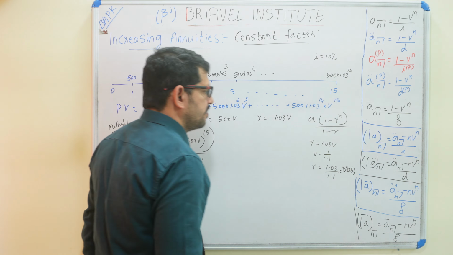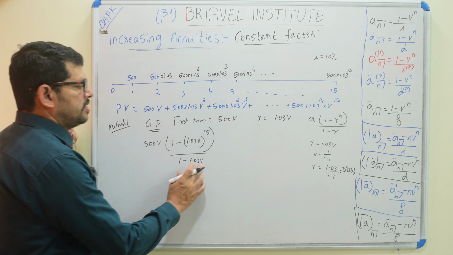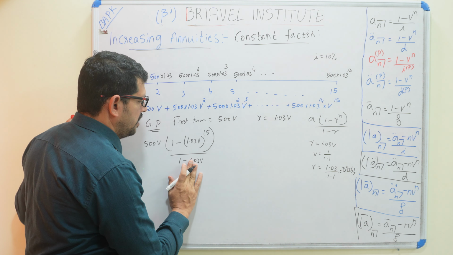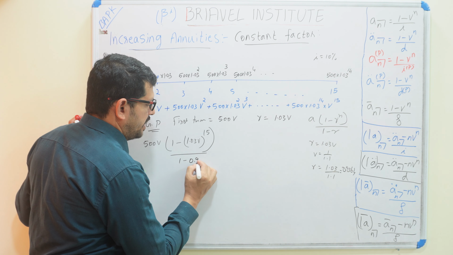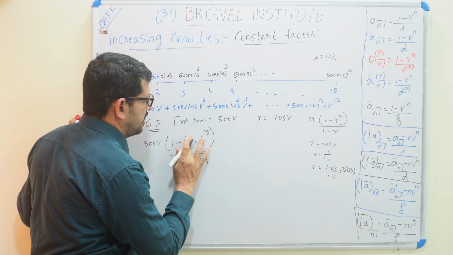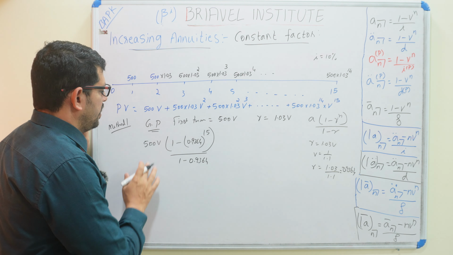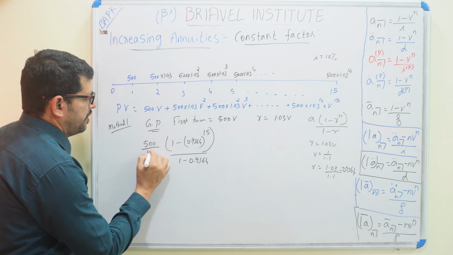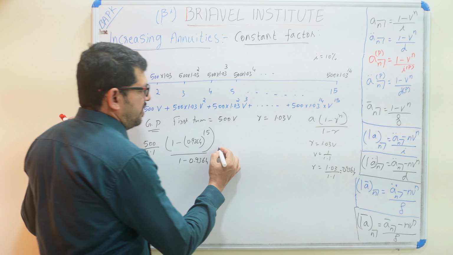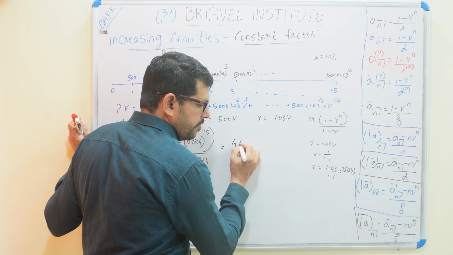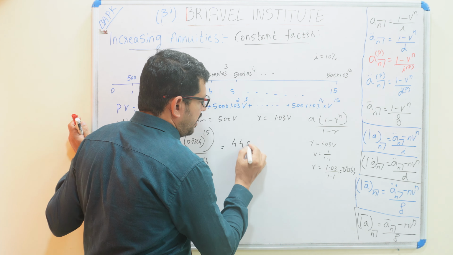Something will get 0.9364. So 1.03 v we can write as 0.9364. Here also we can write 0.9364. And here it is v, it is 1.1. So if you are solving here, it will get 4480. This is one of the methods.